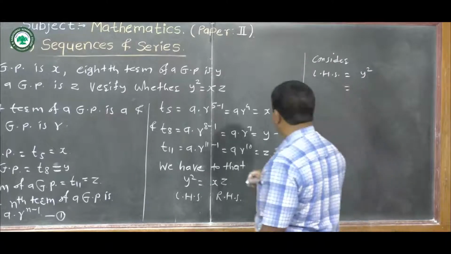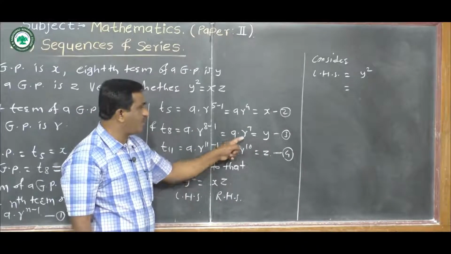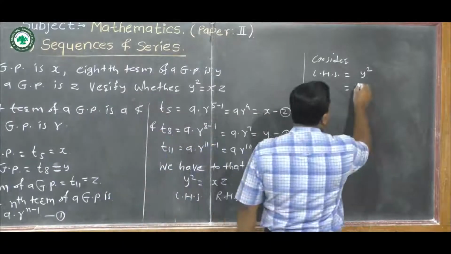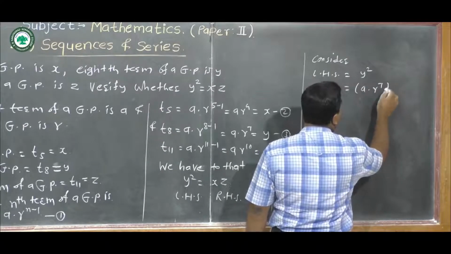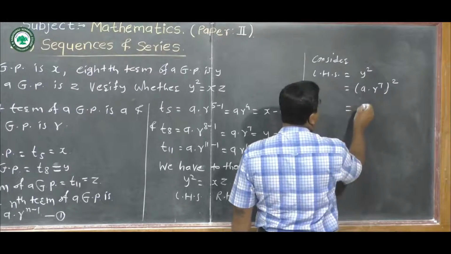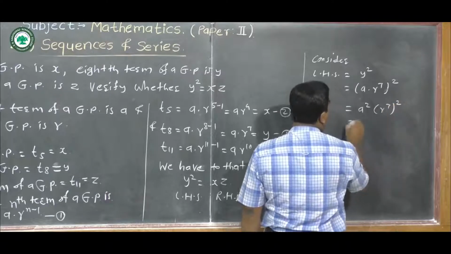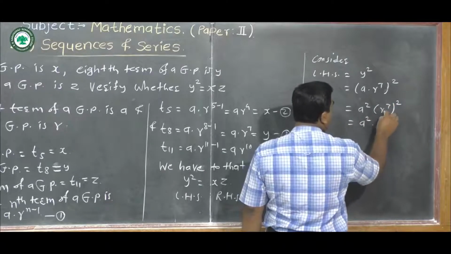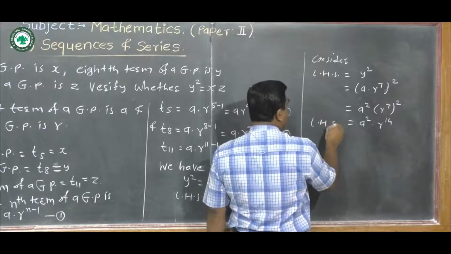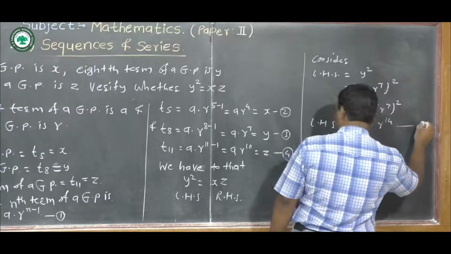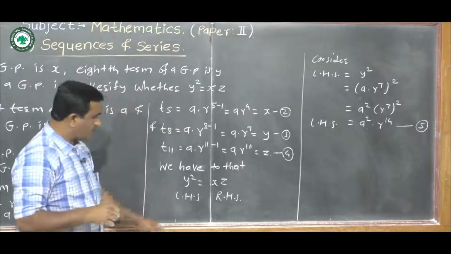Now the value of y from equation 3. From equation 3, y is equal to A into R raised to 7, so A into R raised to 7 whole raised to 2. That is, we can write A square into R raised to 7 into 2, which is 14. That is, we get LHS is equal to A square into R raised to 14. Say this is equation number 5. Okay. Now we consider RHS.